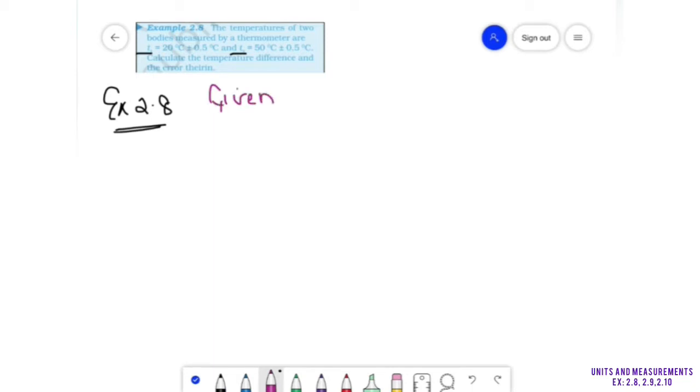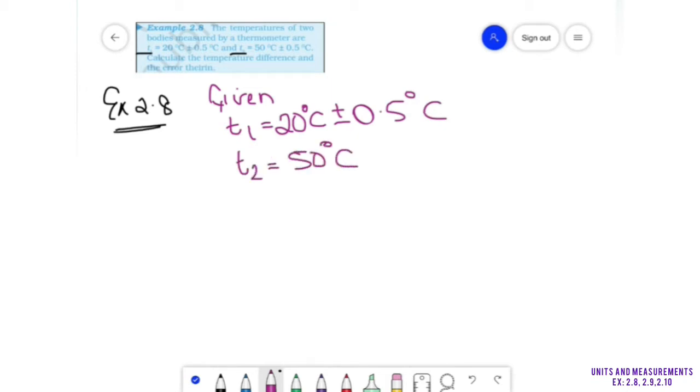Now let us note down the given values. T2 equal to 50 degrees Celsius plus or minus 0.5 degrees Celsius. Now, question is temperature difference and the error.